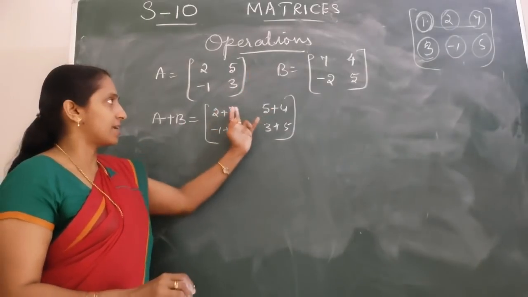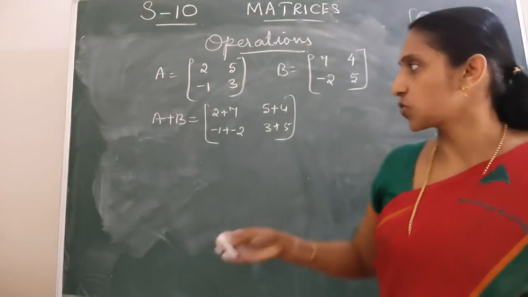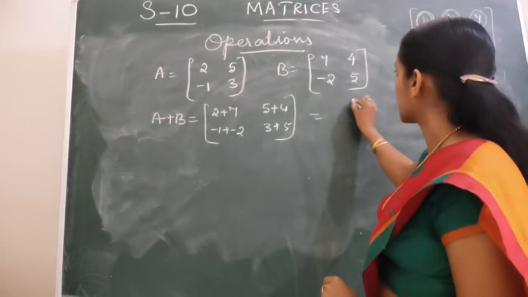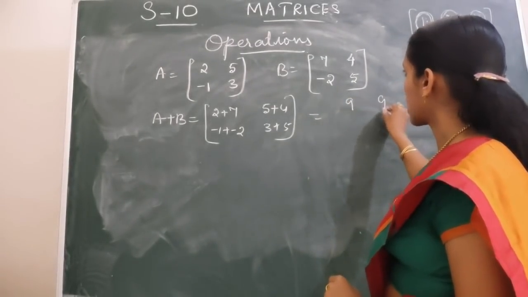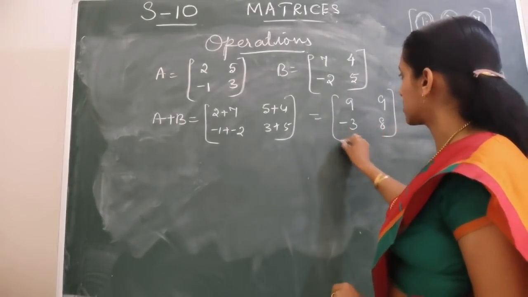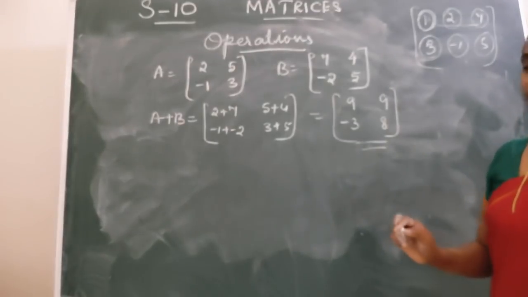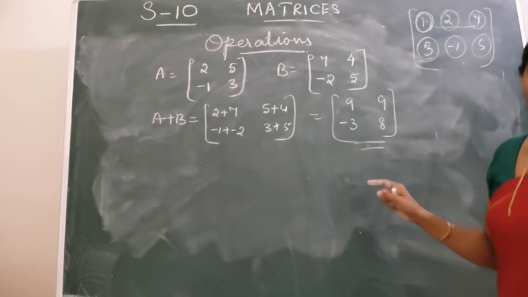2 plus 7, mental work only. 7 plus 2, 9. So A plus B gives us 9. 5 plus 4, 9. Minus 1 plus minus 2 is minus 3. 3 plus 5, 8. So you are getting the answer: A plus B as 9, 9, minus 3 and 8.